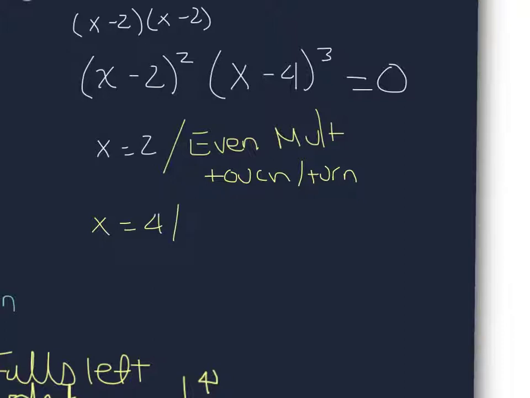occurs 3 times, so that's odd multiplicity. That solution is there an odd number of times, and when you graph it, that creates a crossing behavior. You cross through that point. So you're going to cross at that intercept. Does that make sense? Okay.